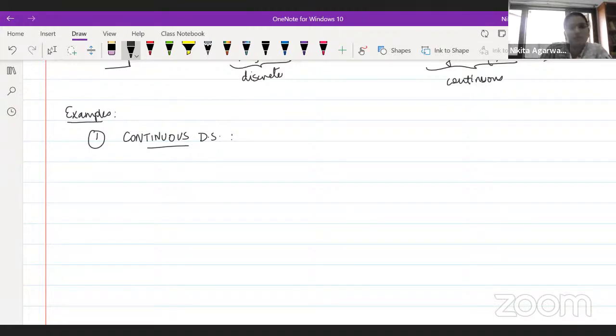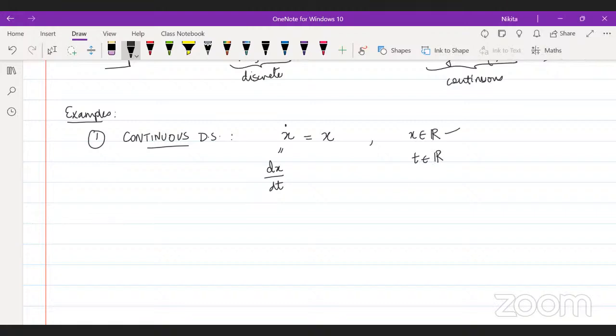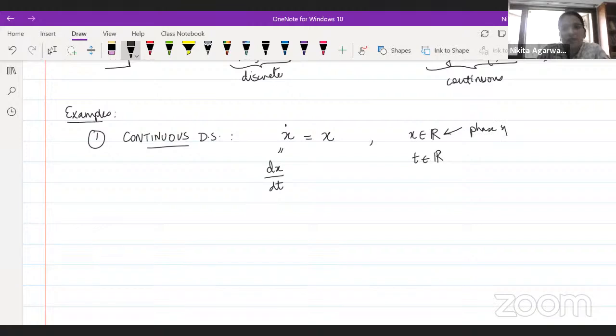Let us consider this very simple ordinary differential equation, x dot equal to x, where x dot is the derivative of x with respect to t, and x belongs to the real line and t belongs to the real line. So this R is actually the phase space where the motion is happening. And here the parameter space is also R, because the motion is described in terms of t, which is the parameter.